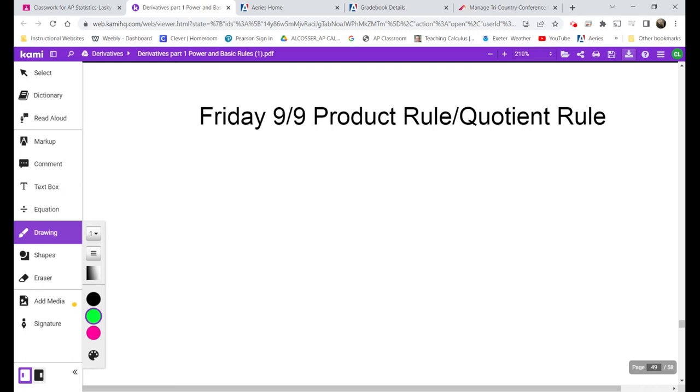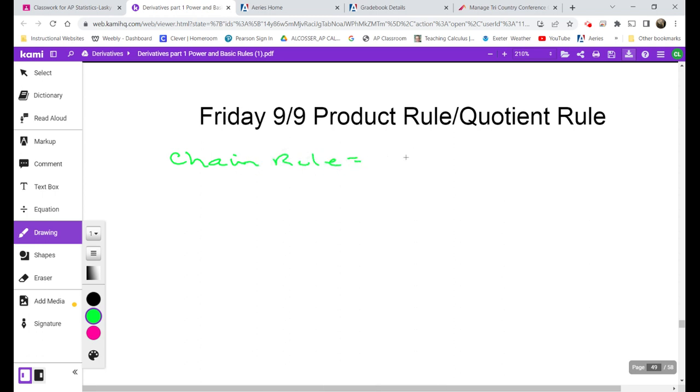All right, guys. So we are getting close to the end. Yesterday's notes and today's talk in class was about the chain rule. So we talked about the chain rule.